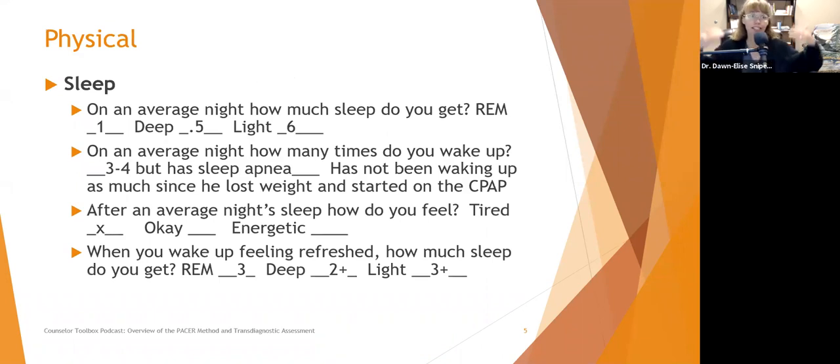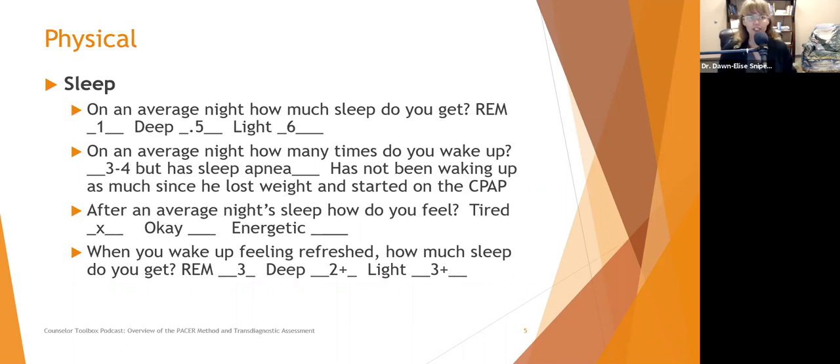Just because the PACER acronym starts with P, we start with physical. The other nice thing about that I've always found is that a lot of people are much less guarded about talking with you about physical issues. So this is a time to start developing rapport. On an average night, he gets about an hour of REM sleep, 0.5 hours of deep sleep, and 6 hours of light sleep. Now, he's another one who has a fitness tracker, which is really nice because we're getting some level of feedback. Fitness trackers are not equivalent to sleep studies by any means, but they can give you a little bit of an idea based on how you feel.